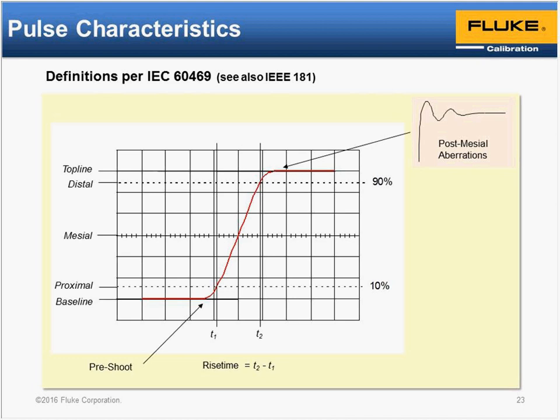So the transition from one level to another, which is what we're looking at here, might be the leading or the falling edge of a pulse. The definition is that the bottom of the waveform is called the baseline, the top is called the top line, and in the middle we have the mesial. We have the 10% and 90% values that we've hinted at before, which form the definition of the rise time. The rise time of the edge, I should say, is the time it takes to transition between the 10% and 90% points, which are known as the proximal and distal points.